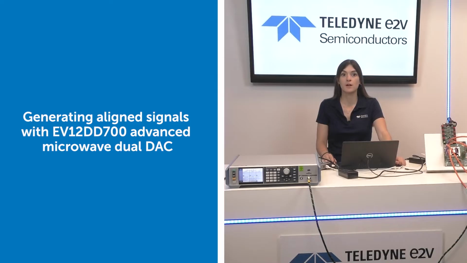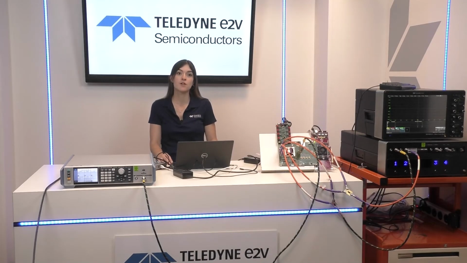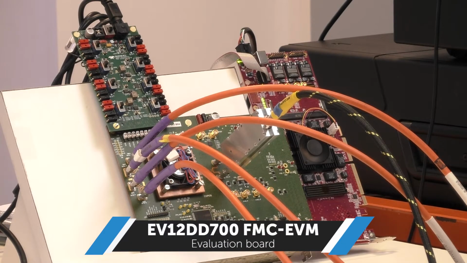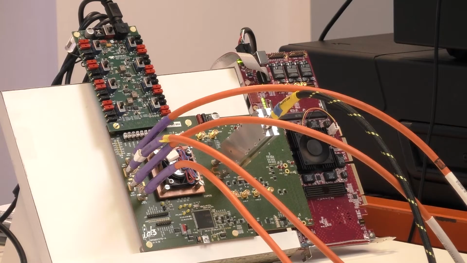You want to start the evaluation of the DAC EV12DD700? You want to take advantage of its two channels capable of generating signals from low frequency to Ka band in multiband and simultaneously? You want to benefit from its digital features enabling unprecedented levels of dynamic RF system reconfiguration on the fly? Here is an overview of the EV12DD700 FMC EVM evaluation board giving access to the DAC's 2 RF outputs and a GUI allowing you to access and configure its registers.